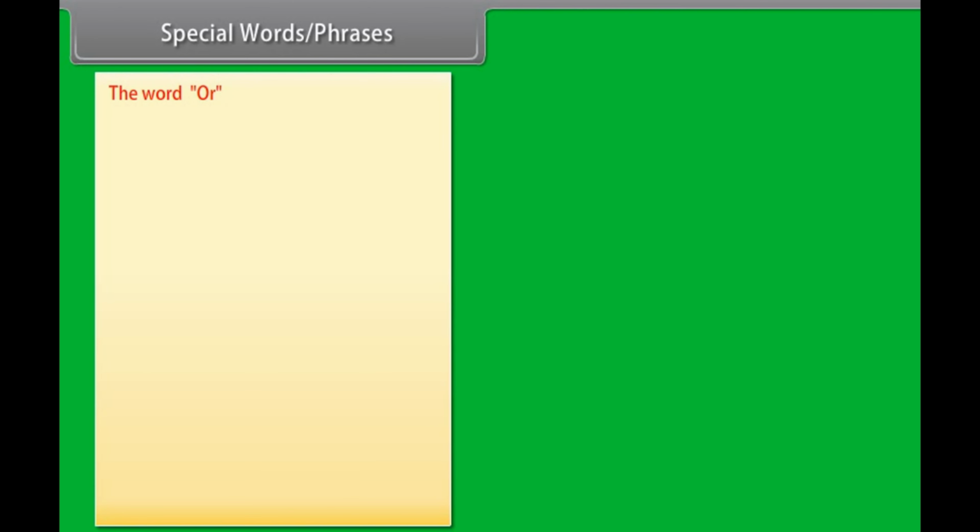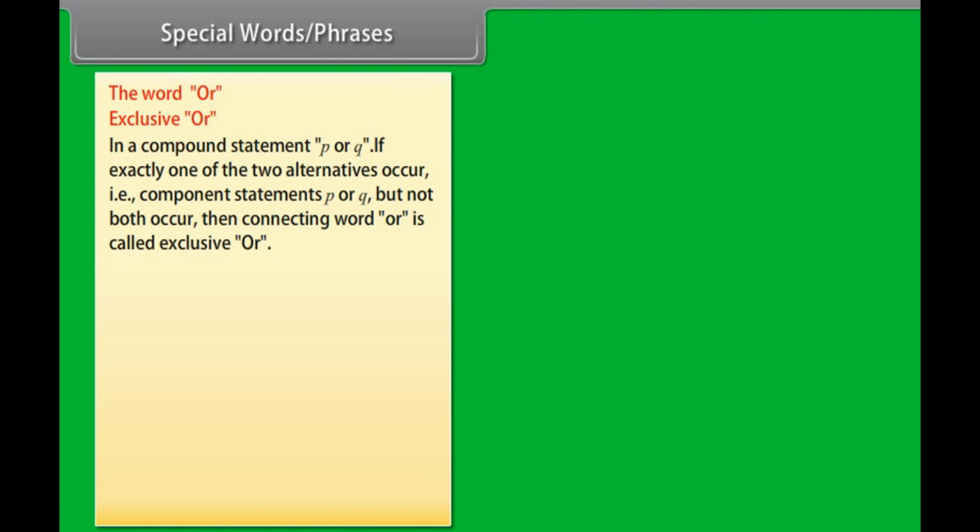The word or. Exclusive or. In a compound statement P or Q, if exactly one of the two alternatives occurs, that is, component statements P or Q but not both occur, then the connecting word or is called exclusive or.